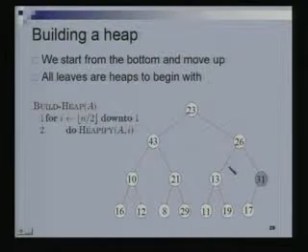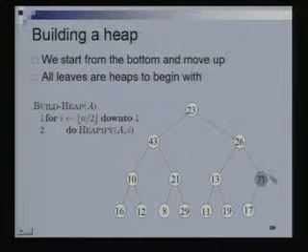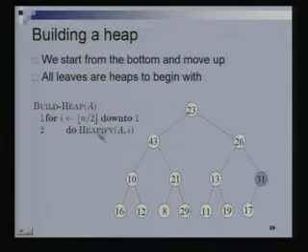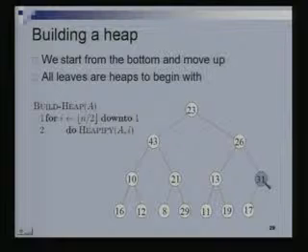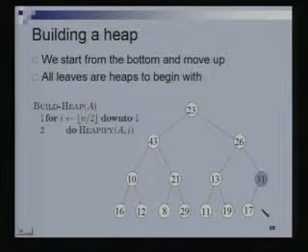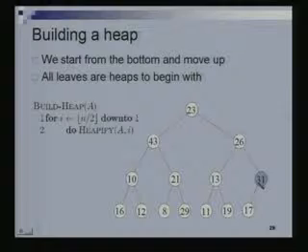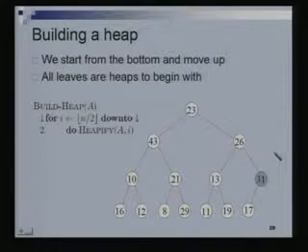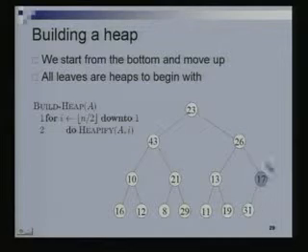This element would be at location floor of n by 2. We are going to run a heapify procedure on this one. So what would heapify do? Heapify would just compare this with its two children, whichever is the smaller child. This has only one child, so it will just take this smaller child and swap it here. Now this entire thing is a heap.